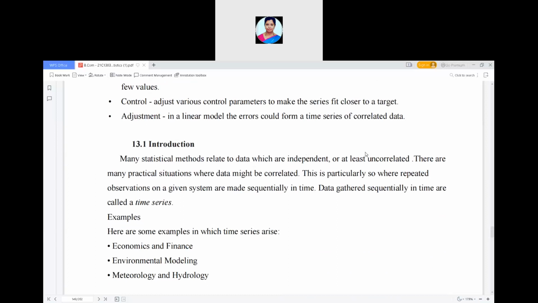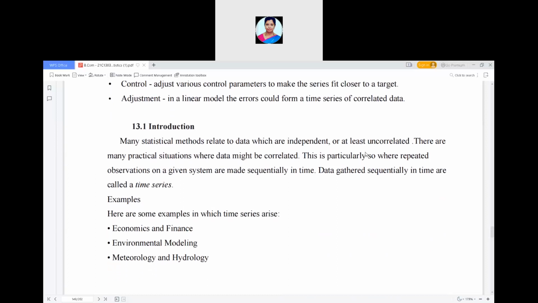Now we will see the introduction of our topic. Here we have many statistical methods which are related to data which are independent, or it may be dependent, or it may be at least uncorrelated. So there are many practical situations where data might be correlated. Either it may be correlated or uncorrelated. This is particularly so where repeated observations on a given system are made sequentially in time. So data gathered sequentially in time are called time series.